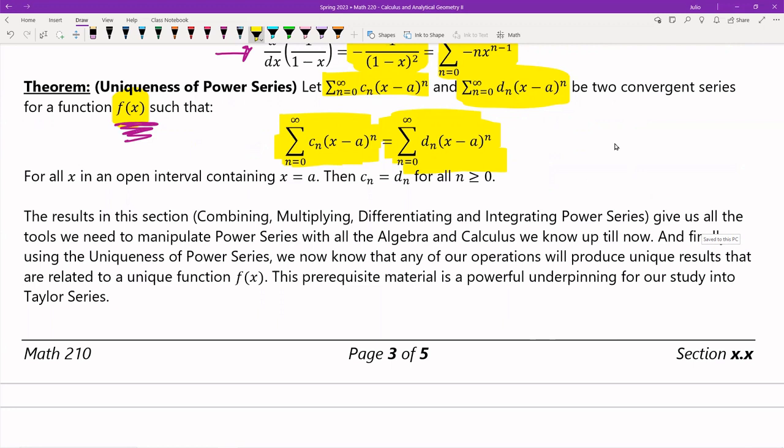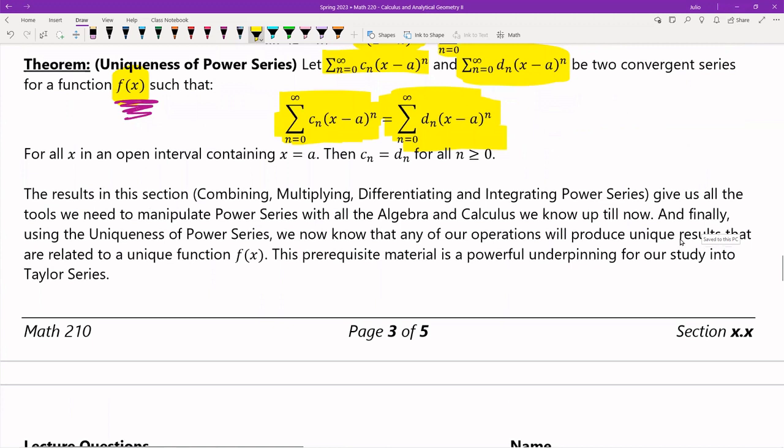So we've got most of what we need now for the discussion of Taylor series, which is gonna come up in our next section, okay? So the results in this section, combining, multiplying, differentiating, and integrating power series, give us what we need to manipulate a power series with all the calculus and the algebra that we know right now. And then finally, this last little bit says that suppose that you had a function, then there must exist only one power series associated to it. Okay. This is all that we need now for Taylor series.